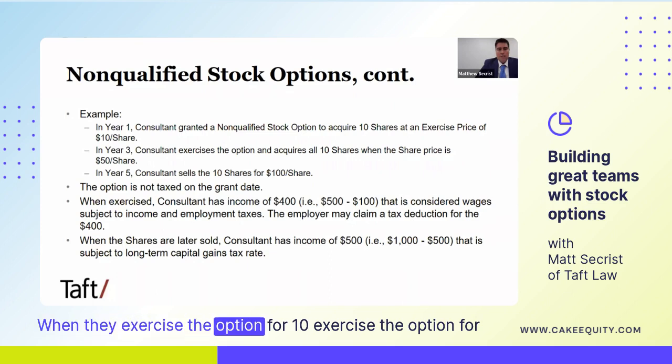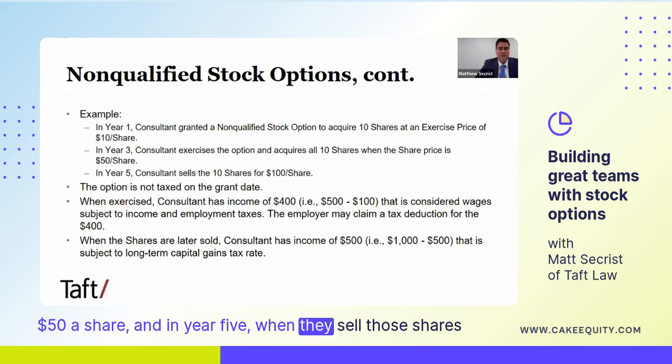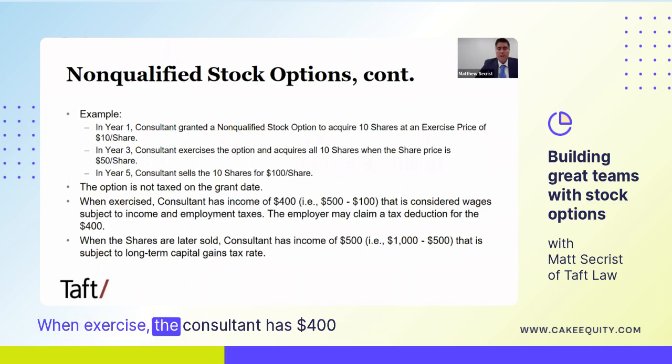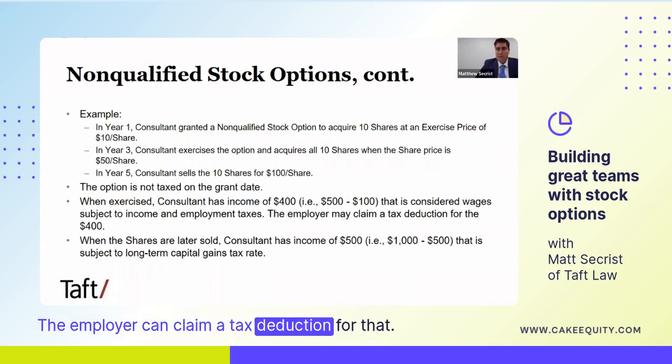When they exercise the option for $50 a share, and in year five when they sell those shares for $10 a share. Again, the option is not taxed on grant. When exercised, the consultant has $400 of income. That's considered wages. That's the $500 minus the $100. The employer can claim a tax deduction for that.